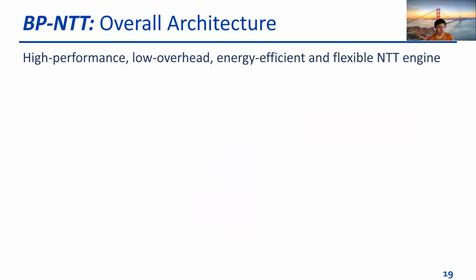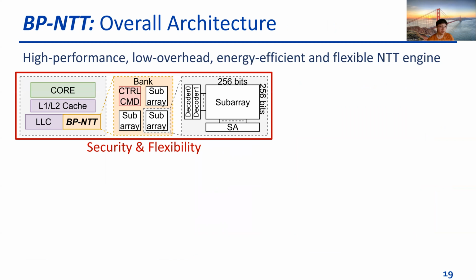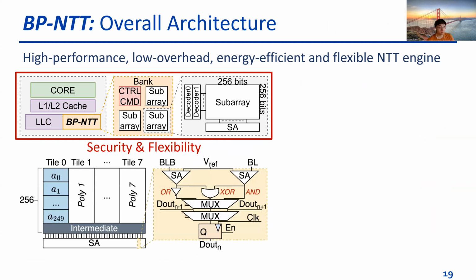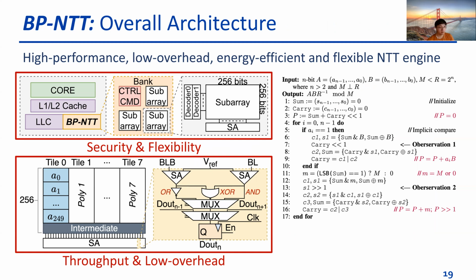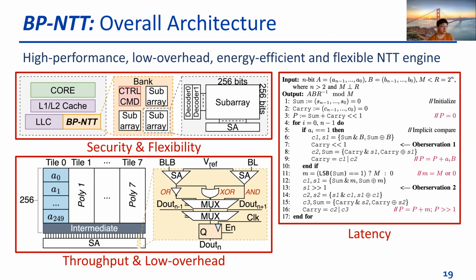In general, high security and flexibility are brought by on-chip design and compute-in-memory technology. And high throughput and low overhead result from shift-optimized data alignment and bitline computing. The low latency is from our proposed bit-parallel modular multiplication. In general, a high-performance, low-overhead, energy-efficient, and flexible NTT engine can be achieved.